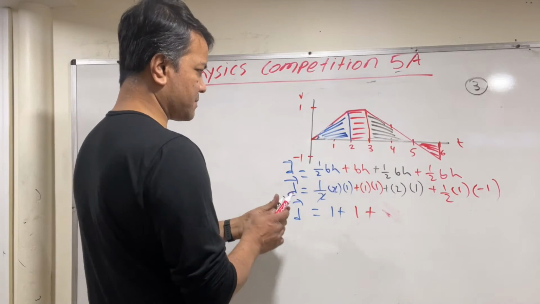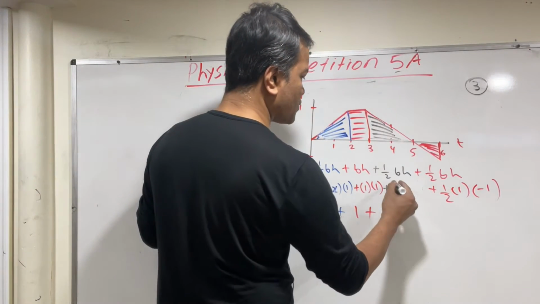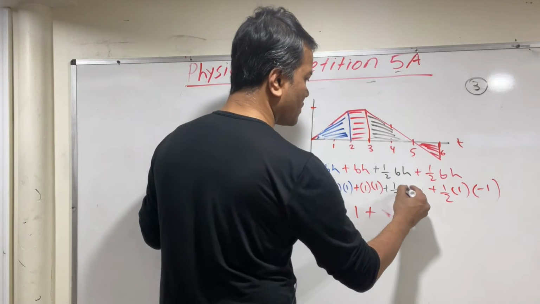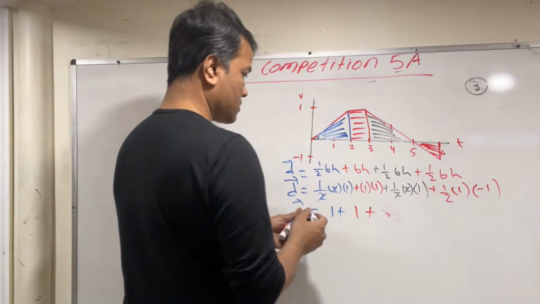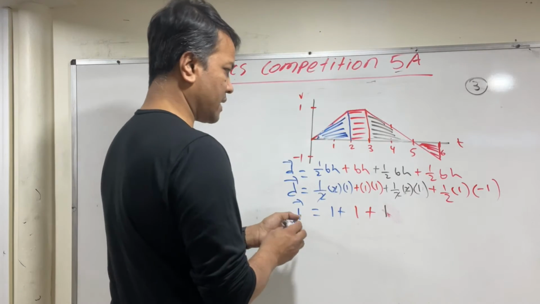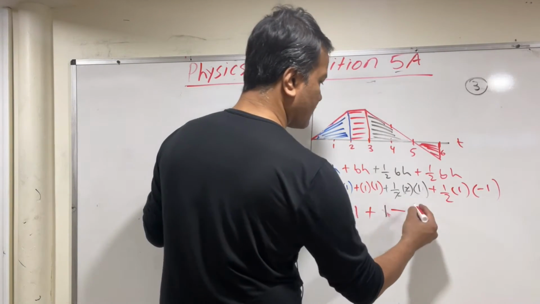Oh, there is a mistake been made. Okay, so the mistake is half BH. Half B is 5 minus 3 is 2, and H is of course 1. All right, so 2. So this is 1. All right, and then finally I have minus half.